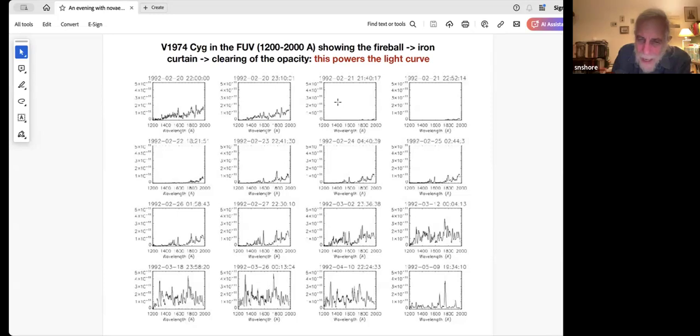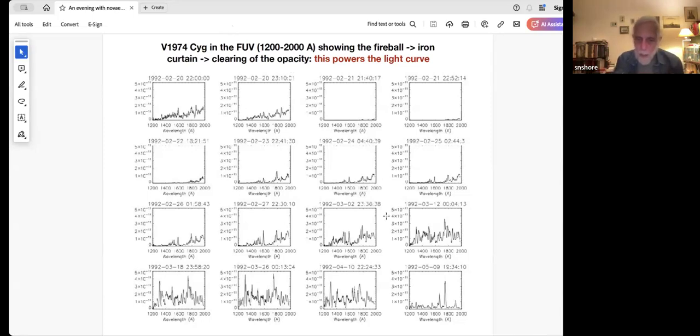And then nothing. And when I say nothing, I mean, you see this little glitch down here? That's not noise. That's all the light that we were getting. All of that came out in the optical. So the UV goes down and the optical is the reprocessing of that radiation. That is the end of the fireball.